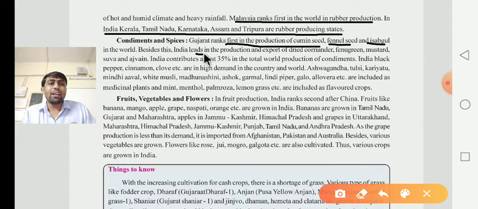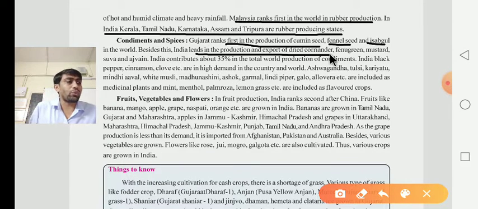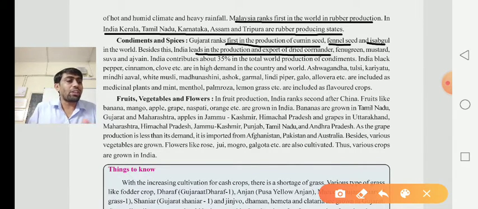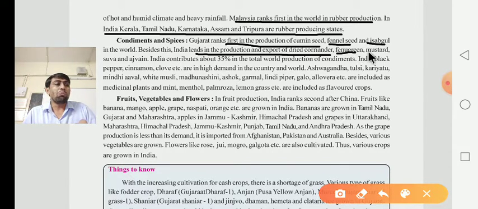Besides this, India leads in the production and the export of dried coriander. What they have to say? They have to say that India leads in the production and export of dry coriander. Coriander, it means, dear children, what was the meaning of coriander? Coriander, it means dhana. After that, they have given about the fenugreek. What was the meaning of the fenugreek? Fenugreek, it means methi. Mustard, it means rai.